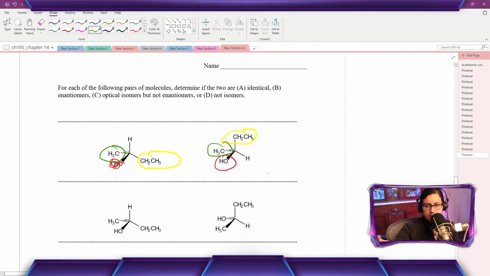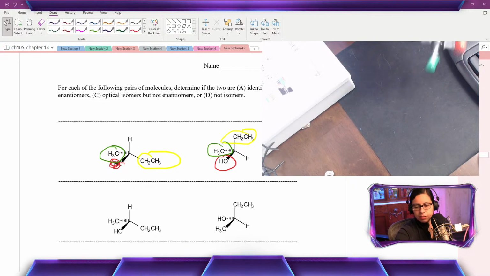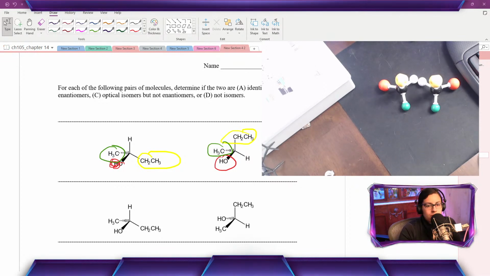So now let's orient our other molecule. So it looks like that. And now that we have our 2 structures, we can compare them. Looking at these structures that we made, yes, indeed, we can try to rotate them, but they are enantiomers.